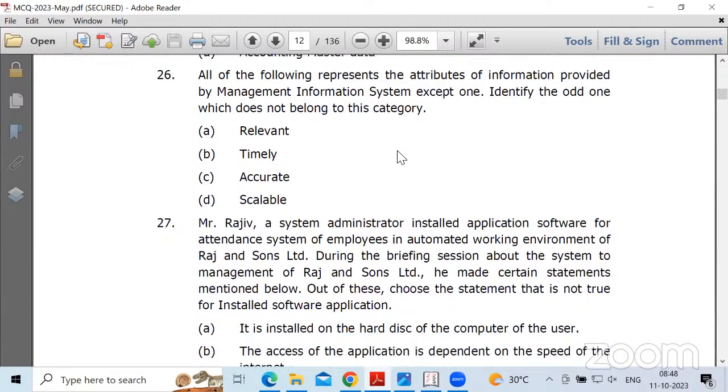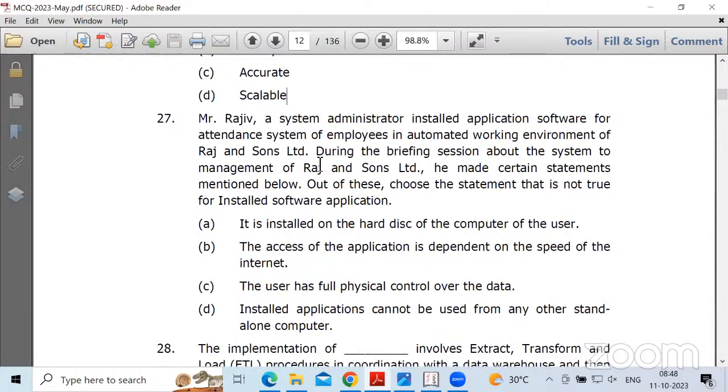26. All of the following represent the attributes of information provided by the management information system except one. Identify the odd one which does not belong to this category. Just now we had seen it should be relevant, it should be timely, and it should be accurate. It is not scalable. So the answer is not scalable.